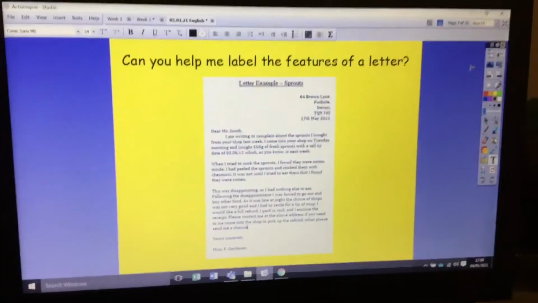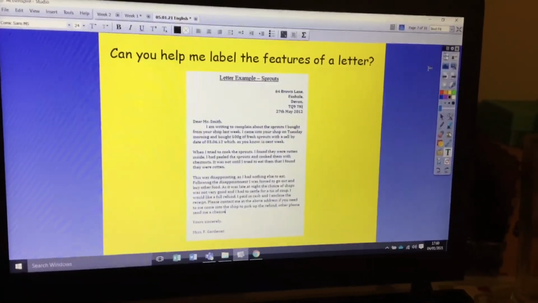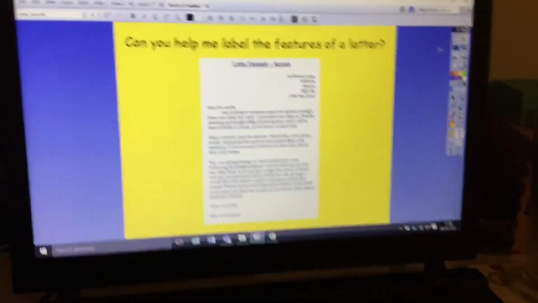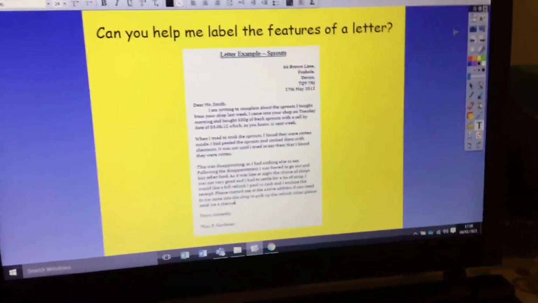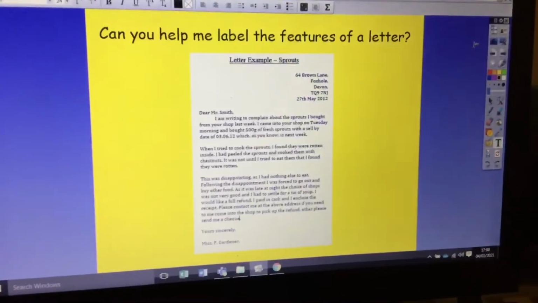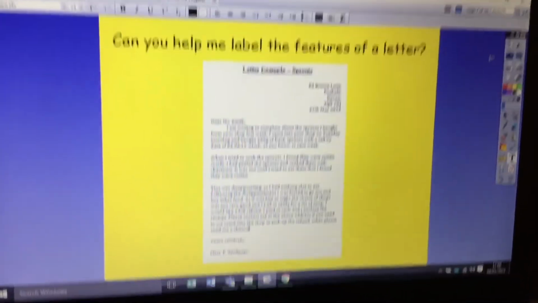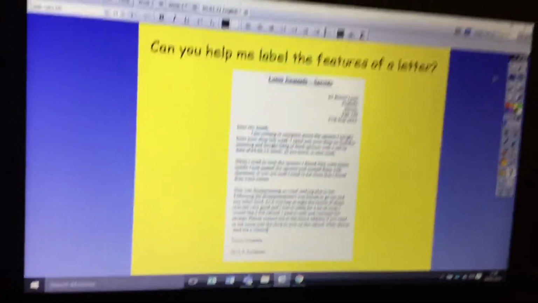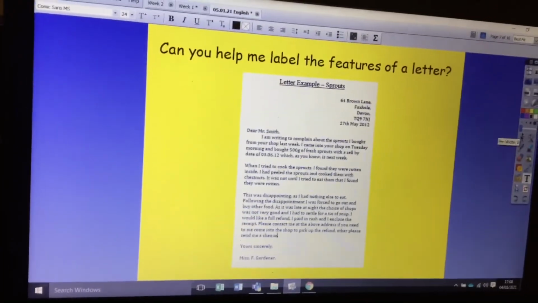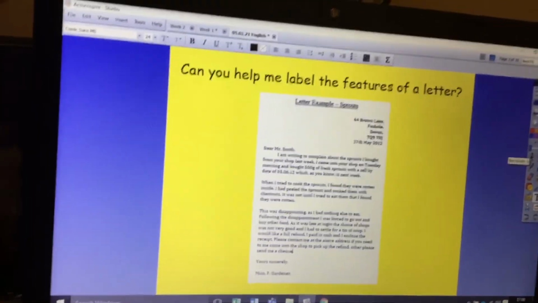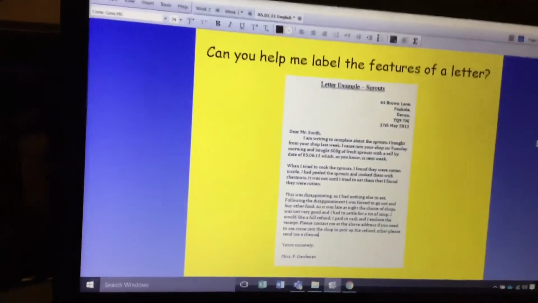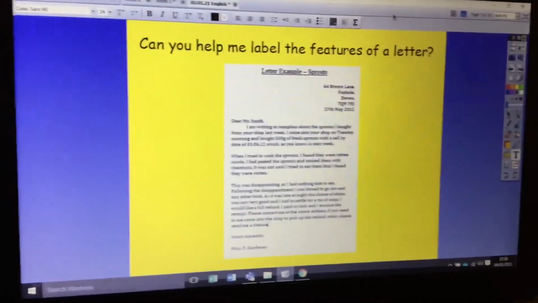Well done. Okay, so it says, can you help me label the features of a letter? Now, if you were with me for the Teams, then you would have been able to do this. However, if unfortunately you weren't able to join and you're watching now, don't you worry, I'm going to talk you through it. It might be a bit wobbly because I'm trying to do two things at once, okay? Okay, so get my highlighter to help if my laptop worked.